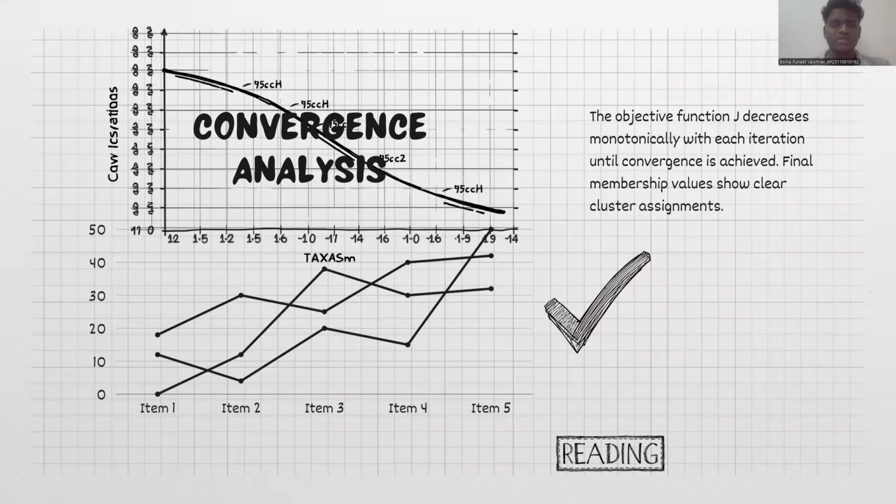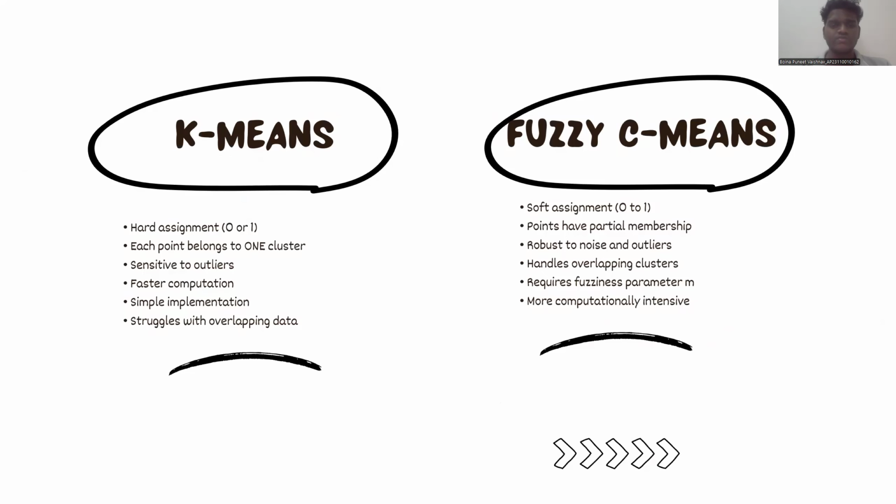Clustering analysis. The objective function keeps decreasing with each iteration. This shows that the clustering is improving step by step. K-means versus FCM. K-means uses hard assignment. Fuzzy C-means uses soft assignment. FCM handles overlapping data better but requires more computation.